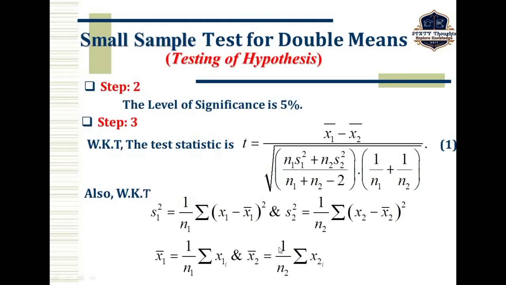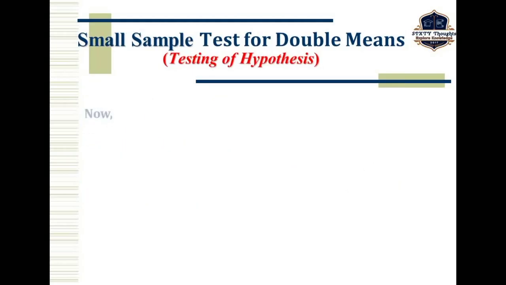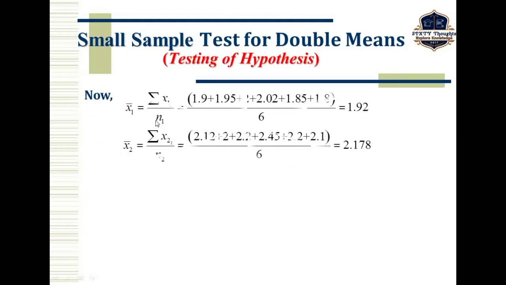x2 bar: how to find x2 bar? 1 by n2 into sum of x2. So first, using the given data, we find x1 bar, x2 bar. Once we know x1 bar, x2 bar, then we find this value, right? So first I am going to find the x1 bar value. x1 bar is nothing but sum of x1i by n1. This is nothing but the Kangayam cow milk values added together, divided by n1, which is 6. So using a calculator we get 1.92, which means adding all values you get one answer, and by 6 you get 1.92.